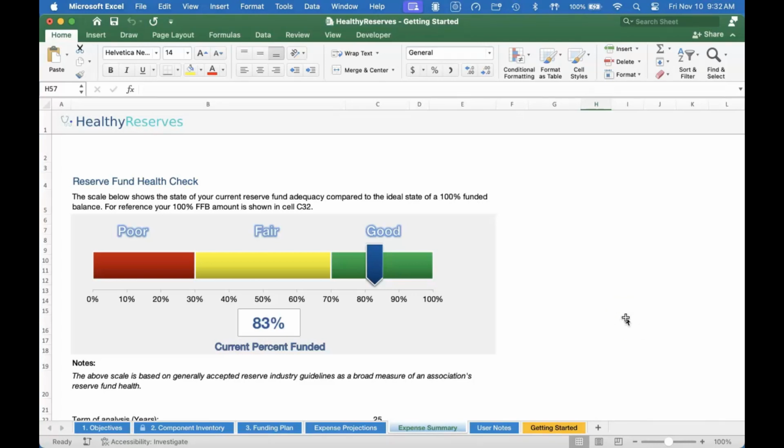The expense summary is your management snapshot of what's going on with your reserve fund. Let's take a look in more detail. Beginning at the top of the sheet, you'll find your reserve fund health score. Your health score is a key indicator as to whether or not your HOA will be able to meet its reserve adequacy requirements.